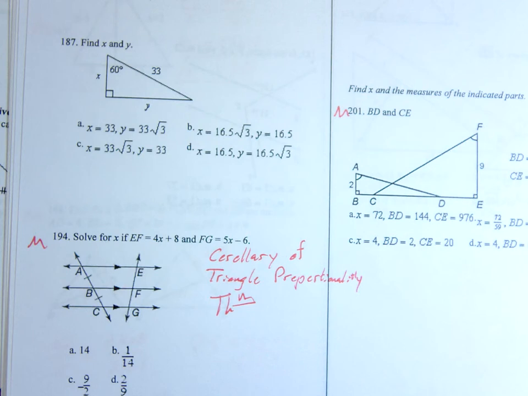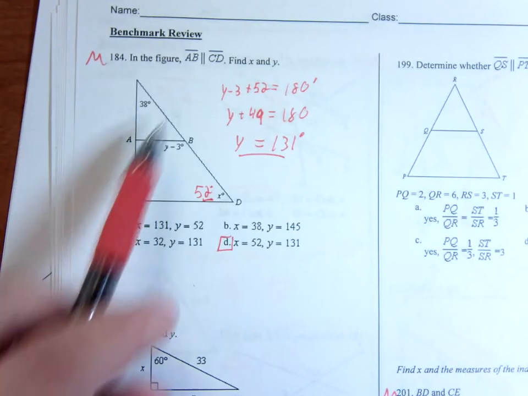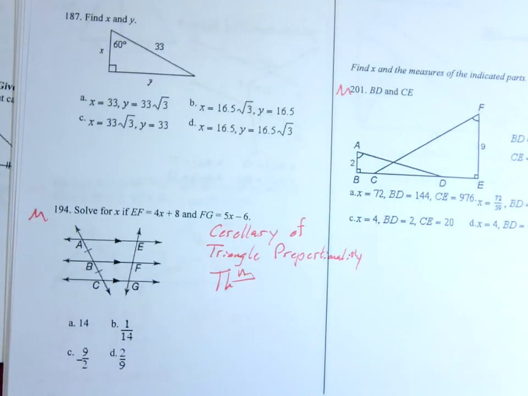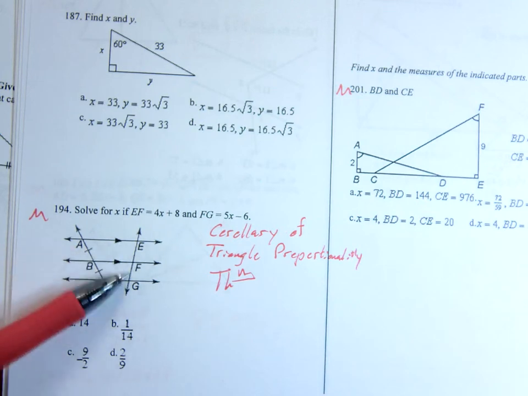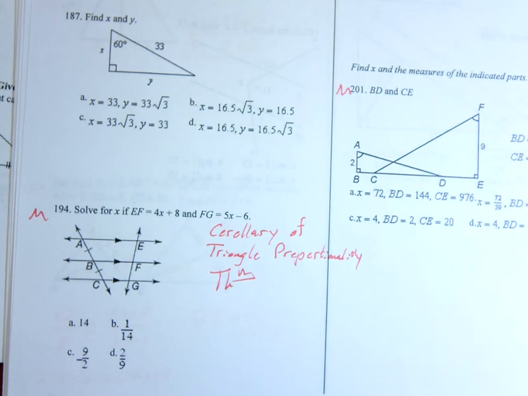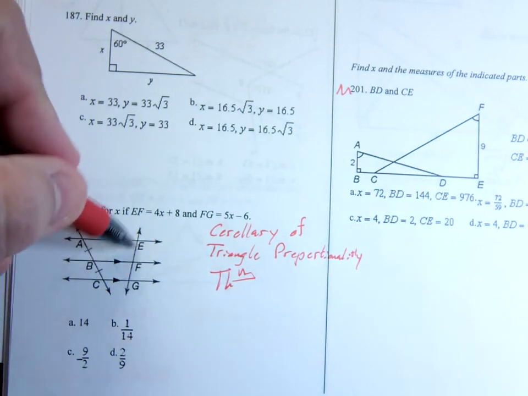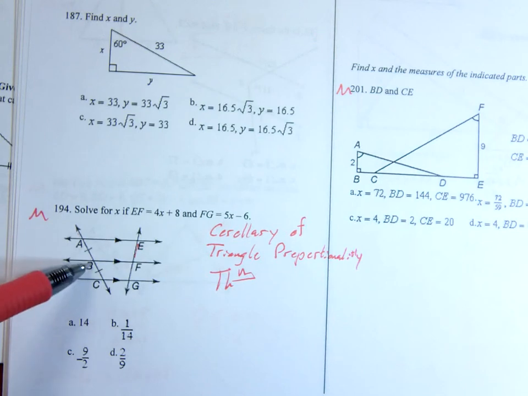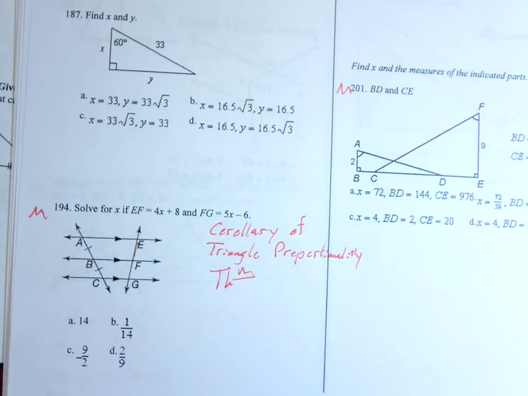So the triangle proportionality theorem says, if you have parallel lines in a triangle, these segments are going to be proportional to each other. Well, the same thing happens down here. We have parallel lines, so these segments will be proportional to each other. So we can now say that EF divides FG the same way that AB divides BC. We just set up a proportion.